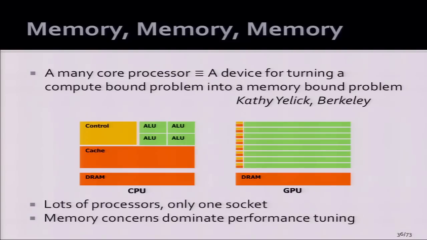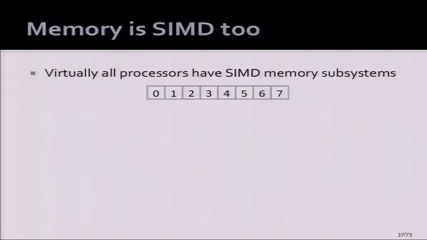And so we need to be careful about how we use memory bandwidth. In a throughput-oriented machine, it's going to be about throughput. So memory throughput is going to be your most precious resource. And it turns out that memory is SIMD too, not just instructions. And that has effects on how you write your code.